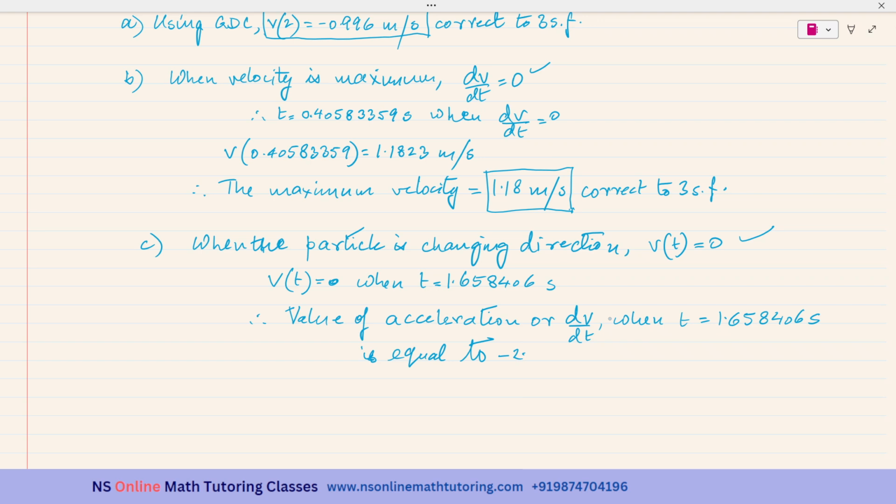It should be meter per second square, the unit. Therefore, acceleration is equal to negative 2.53 meter per second square, correct to 3 significant figures.